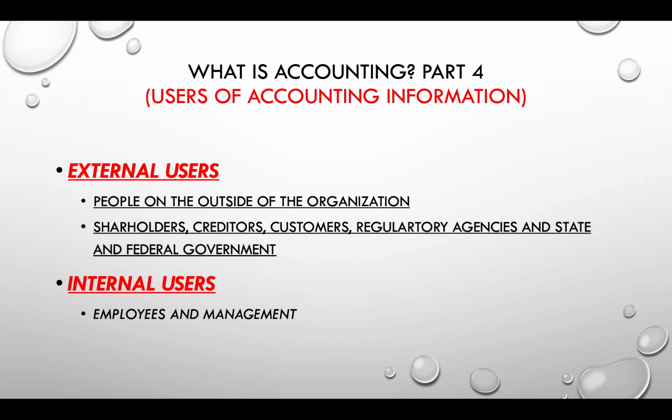In summary, users of accounting information can either be external users or internal users. External users are people on the outside of the company, such as customers, shareholders, regulators, creditors, or government agencies. Internal users are people on the inside of the company, such as employees and management. Both users, internal and external, need accounting information to help them make informed decisions about a company.